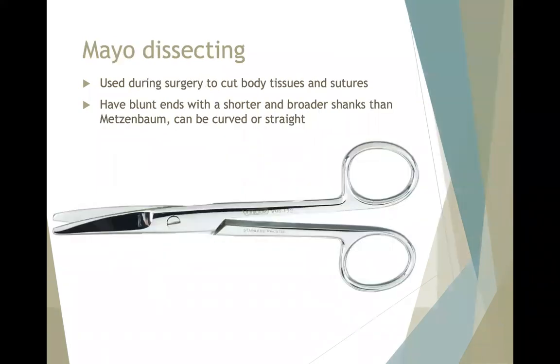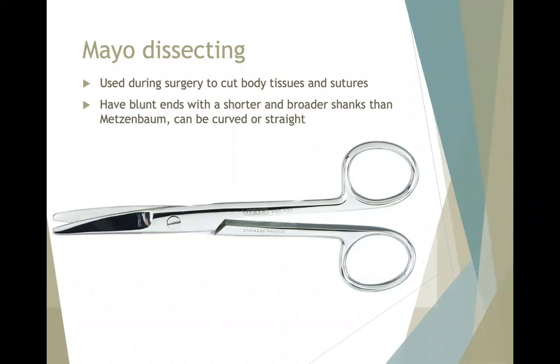Now, getting into our next portion of scissors, we have Mayo dissecting scissors, and we use these to cut certain body tissues as well as sutures when the doctor is suturing up the patient in surgery. Now, they do have blunt-tipped ends here. You can see they're not sharp. They're not pointed and sharp. They are round and blunt. So going into the tissue, it's not going to puncture a muscle or puncture an organ. It does have that blunt tip, so it is protected.